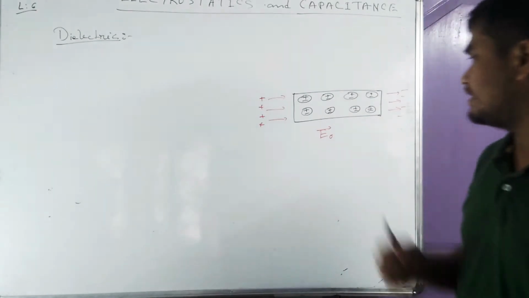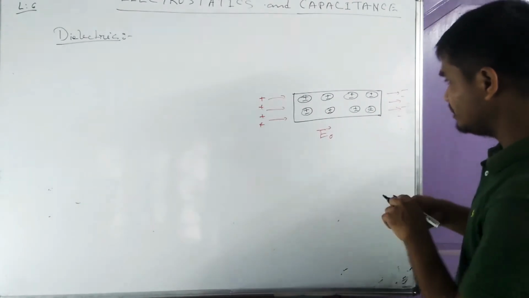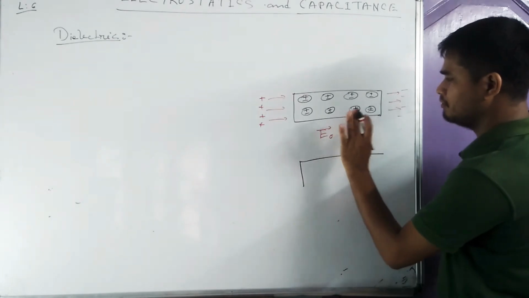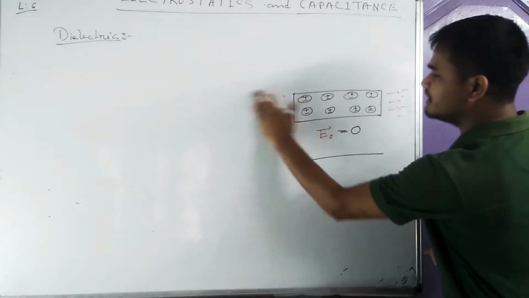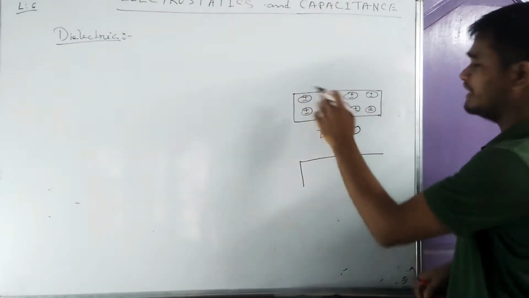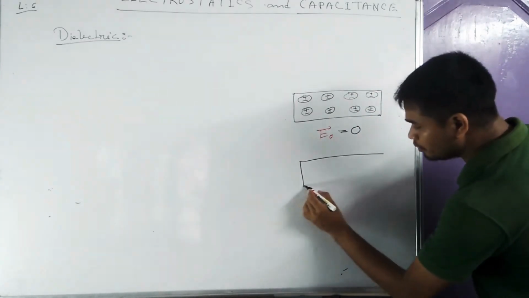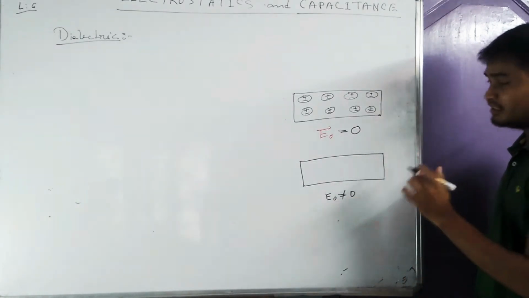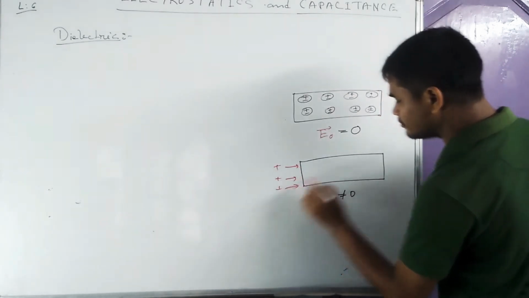When we apply this electric field, then what will happen? We can say that this is the initial state. E0 is equal to 0, that is, there is no electric field. When E0 is equal to 0, the molecules of the dielectric behave like this, and they reside inside the dielectric like this. Now we apply an external field. E0 is not equal to 0, that is, there is an external field. Let us consider this is the dielectric.